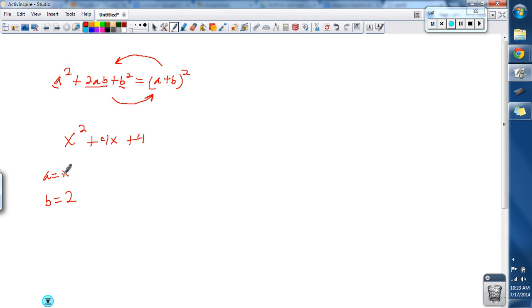So if I have a equals x, then I put the x into the a here, I get x squared plus 2 times the a was x and the b was 2, plus b squared, which would be 4. Does x squared plus 2 times x times 2 plus 4 get us to this x squared plus 4x plus 4? And so yes, it should. So the correct factored version of this would be x plus 2 squared.